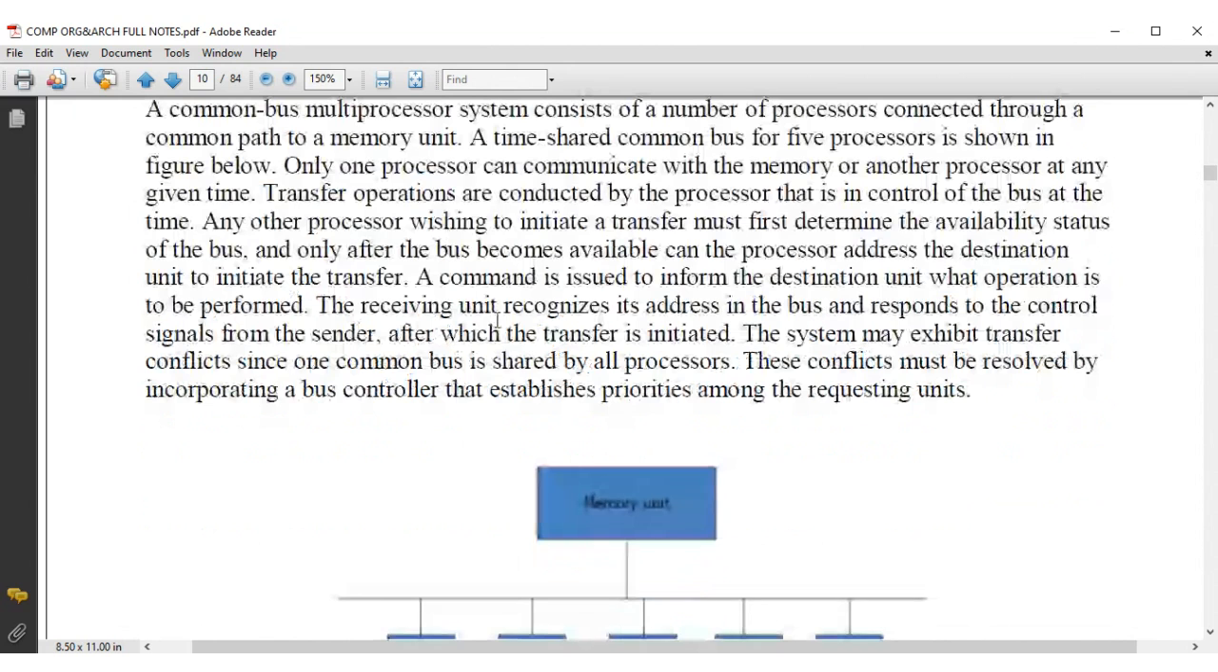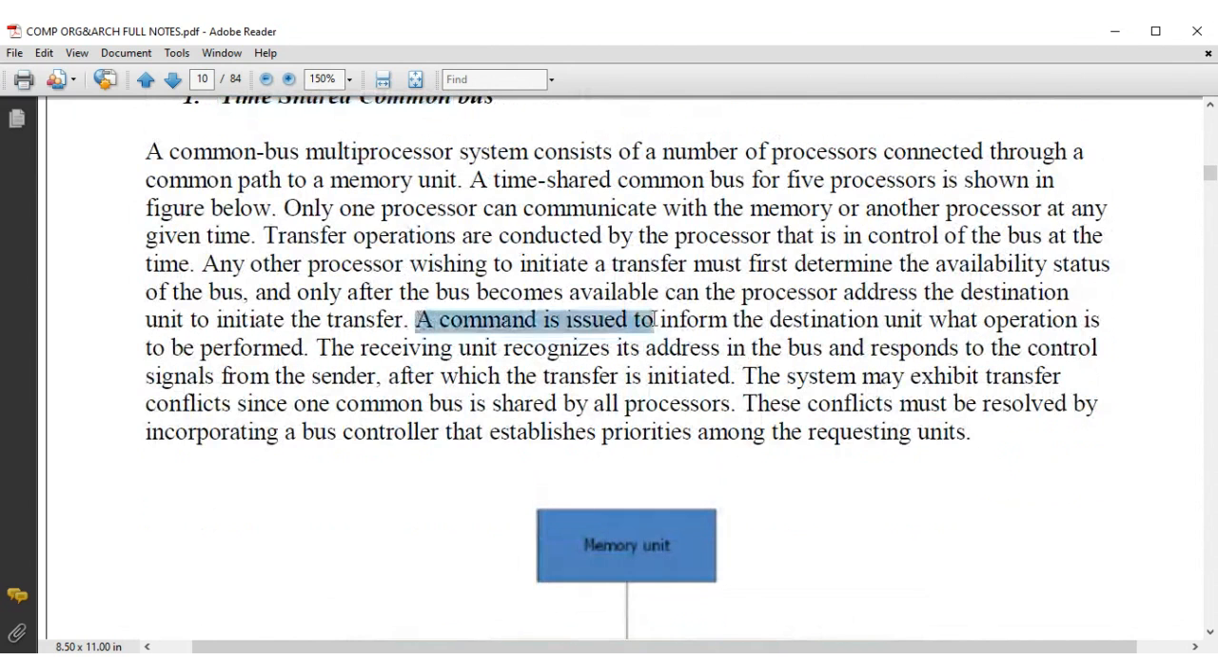Okay, so let's continue. If a processor wants to communicate with the memory unit, number one, what should happen? It should first check if the bus is free, because it cannot transfer signals if the channel is busy. Then the status of the bus is sent to the processor. A command is issued to inform the destination unit what operation is to be performed, and the receiving unit recognizes its address in the bus and responds to the control signals from the sender, after which the transfer is initiated.